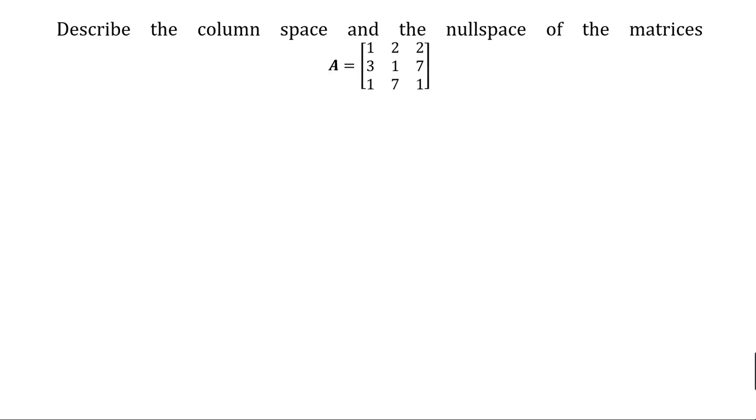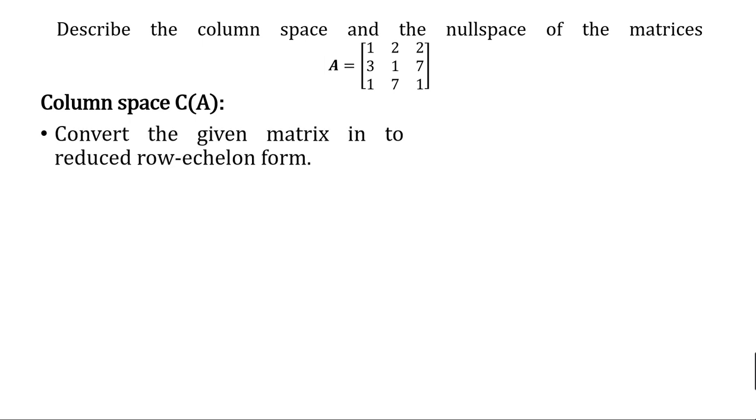Describe the column space and null space for the matrix. The matrix A is given here. Let us calculate the column space. For that, the reduced row echelon form is needed. Convert the given matrix into reduced row echelon form. For that, add minus 3 times R1 to R2. So minus 3 is added to this.